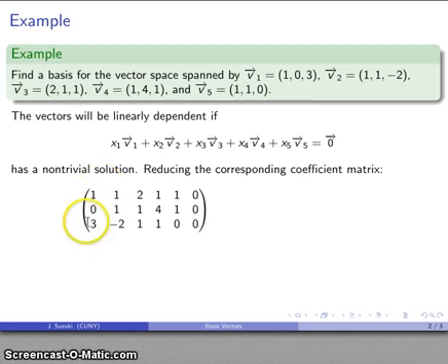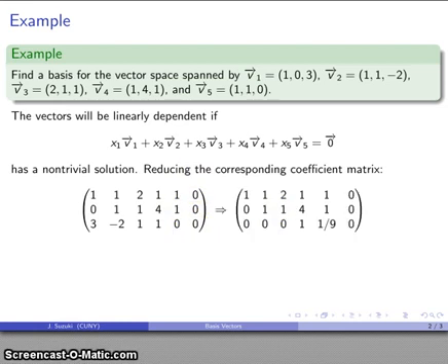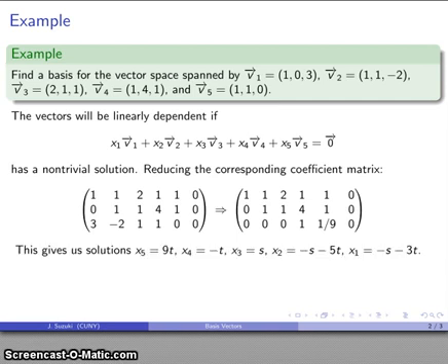So I'll set up the corresponding coefficient matrix. Here's all of my vectors as column vectors, and I want to augment that with the zero column vector. We don't really need this, but it's useful to keep it there to remind us that we actually have an equation. I'll reduce it, and after all the dust settles, I end up with this. Notice that my leading variables here are x1, x2, x4. Well, I can take this and find the parameterization of the solutions.